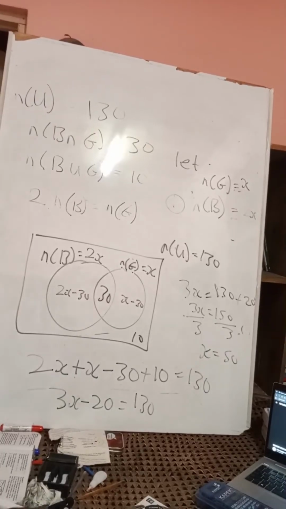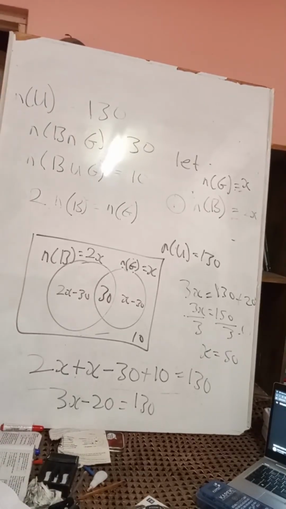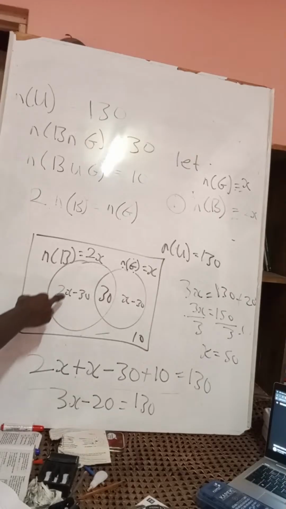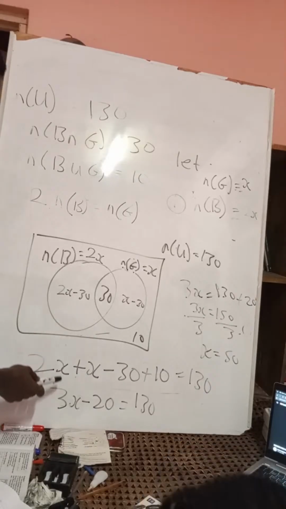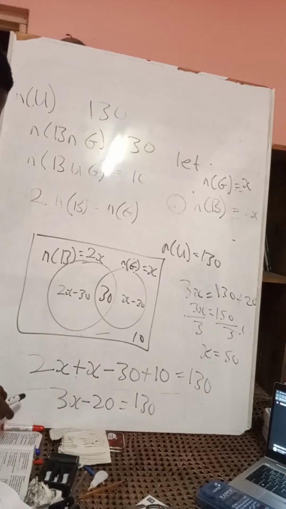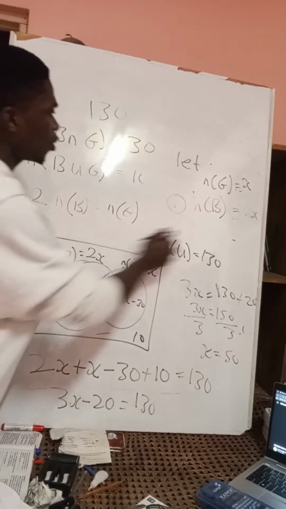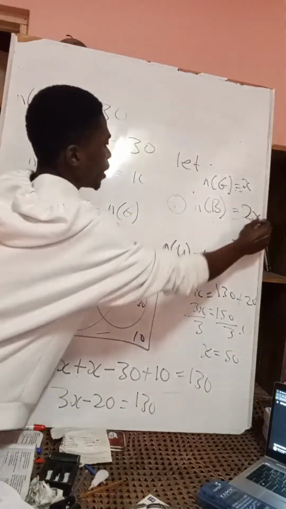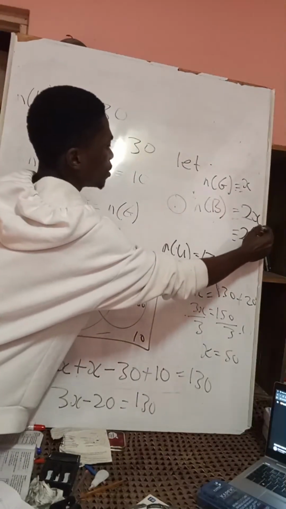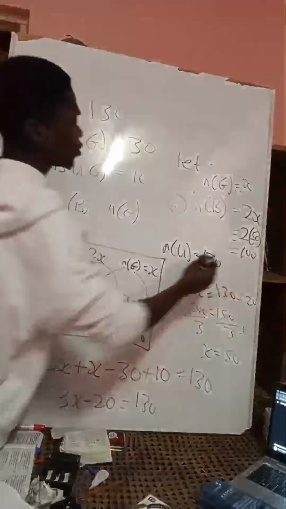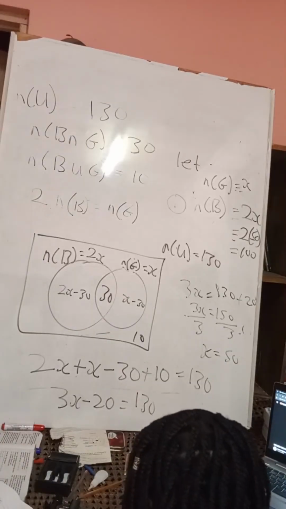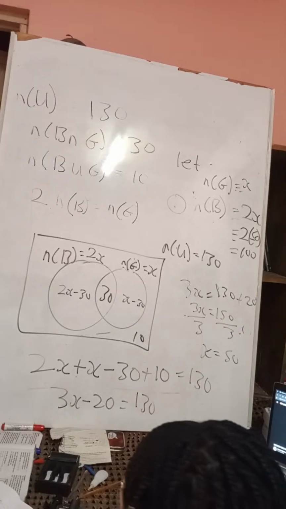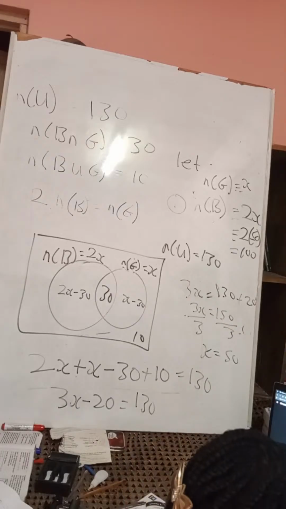So you'll have the number of b equals 2x. And we know that x is equal to 50. So hence the number of b will be equal to 2 times 50, which is 100. So the number of those who like b is 100. The number of those who like g is 50. Then when they ask for g, it's just 50, straightforward.